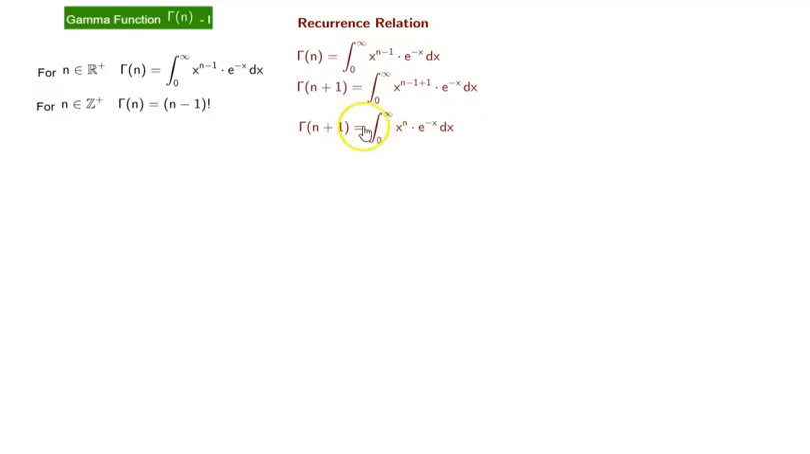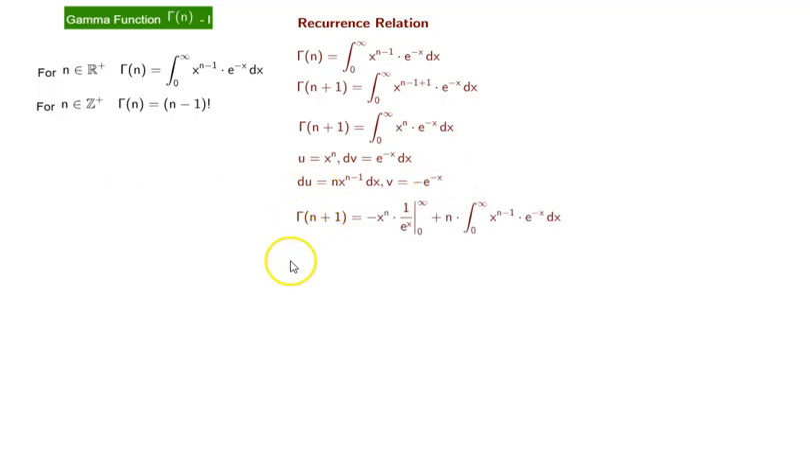By the way, this is the integral we had seen as our last example in reduction formula method. Okay, now let's evaluate this integral using integration by parts. So u is equal to x to the power of n, dv is equal to e to the power of minus x dx. du is equal to n x to the power of n minus 1 dx, and v is equal to minus e to the power of minus x.